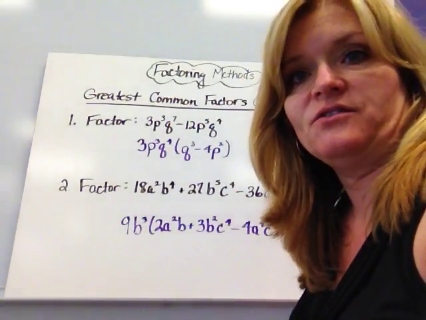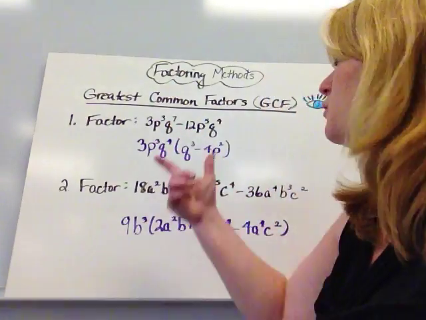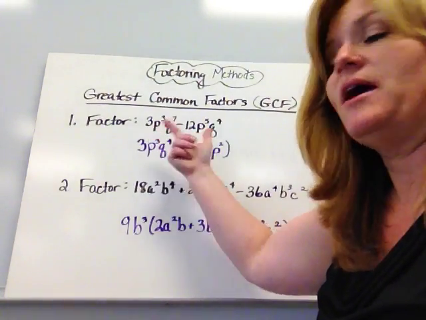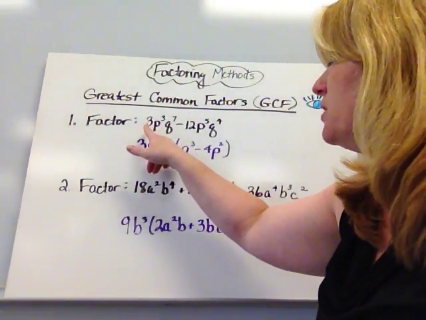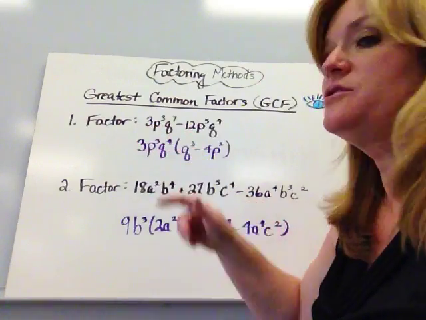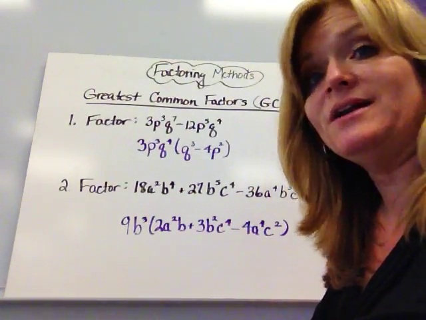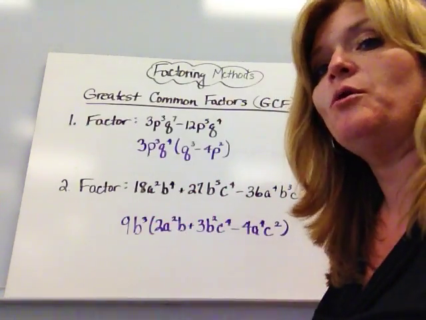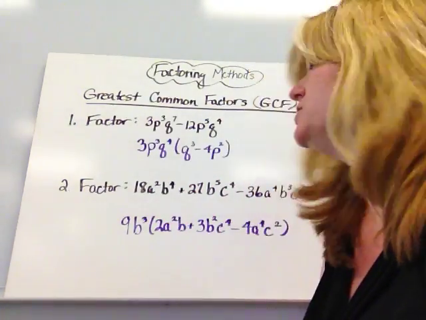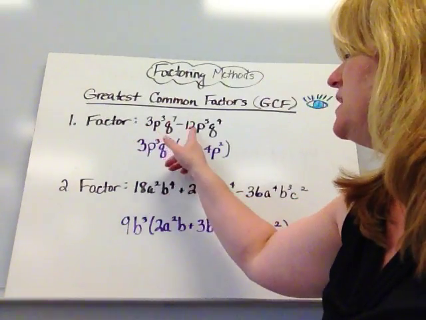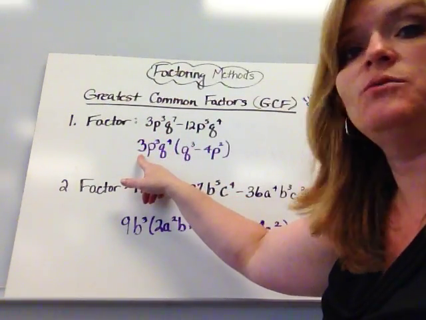I'm looking for factors, things that multiply together, that are going to give me that ultimately if I were to multiply them back out. First thing you look at is the numbers, your leading coefficient. Is there something that is in common to both, the greatest common factor that I can take out of both terms, or if you will, divide each term by? I can, as you can see here, take a 3 out of the 3 and the 12.